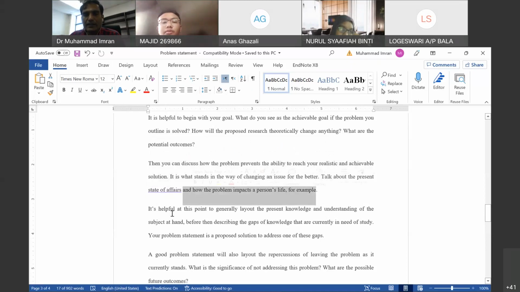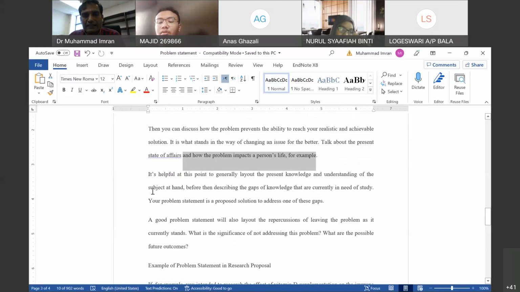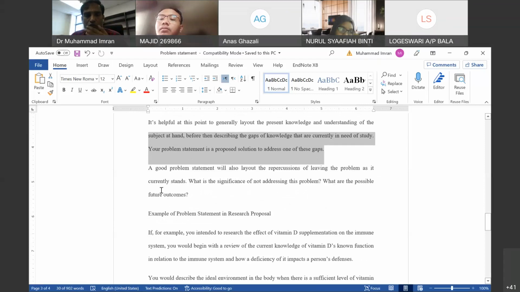Yes, for example, here. It's helpful at this point to generally lay out the present knowledge and understanding of the subject at hand, before then describing the gap of knowledge that is currently in need of study. Your problem statement is a proposed solution to address one of these gaps. These gaps, I already told you, three gaps. A good problem statement will also lay out the repercussions of leaving the problem as it currently stands. What is the significance of not addressing this problem? What are the possible future outcomes?